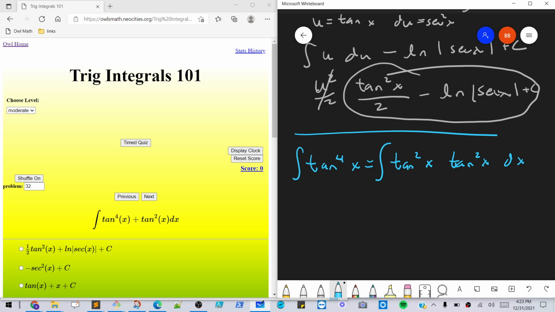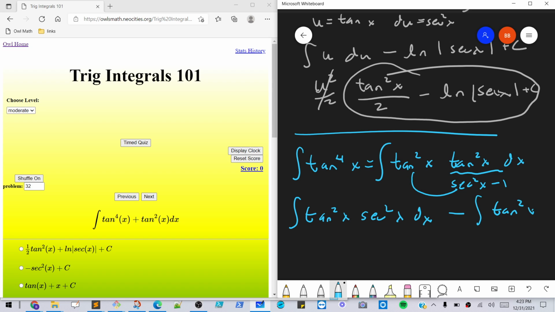The derivative of tan being secant squared, the derivative of secant being secant times tan. So you generally try to pull that out, pull out the derivative, and then do a u-substitution. It's our general strategy. So then again, let's take this one and rewrite it as secant squared x minus 1. Then we'll distribute. So we have tan squared x, secant squared x dx. We'll close that integral, and then we'll do a separate integral with tan squared.